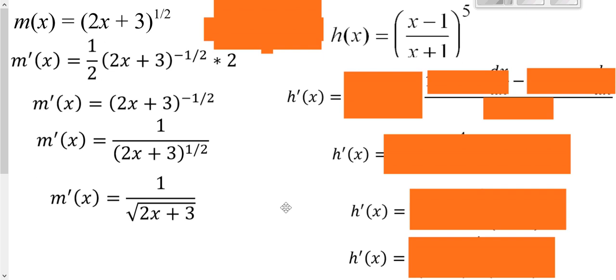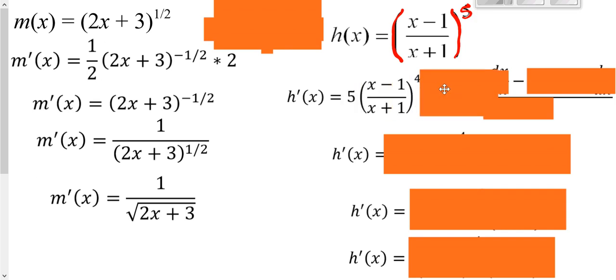So on this problem over here on the right, we really have an outside function, raising it to the 5th power. And then we have our inside function, which is the quotient. So if we do the derivative of the red, we put the 5 in front, do nothing to the inside, decrease our exponent by 1.